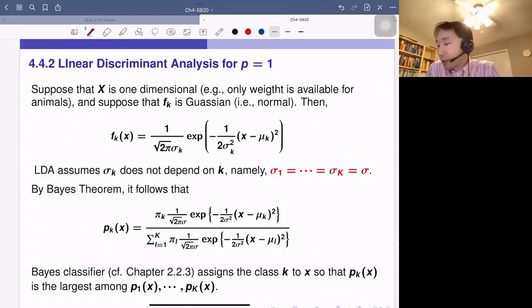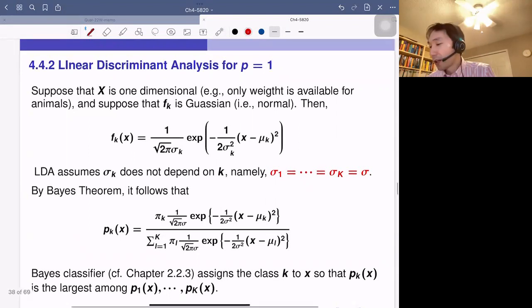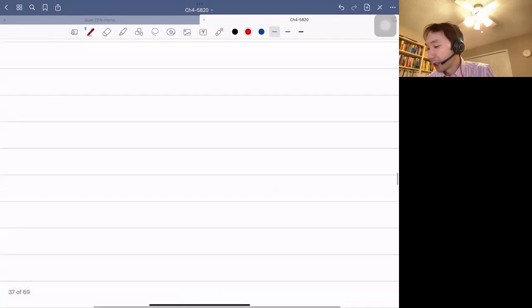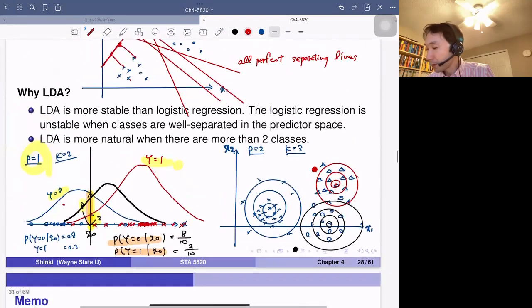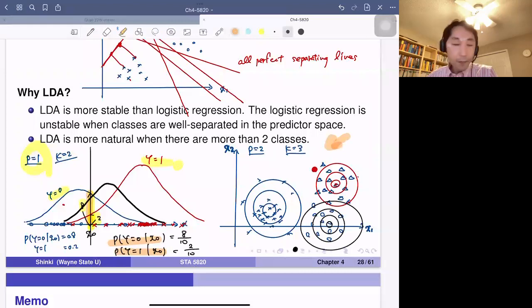And the next one, we have some concrete examples about linear discriminant analysis. We discuss the one-dimensional X and the two-dimensional X. One-dimensional X means that we only have one predictor, so the situation is similar to the left graph on this page. And in the two-dimensional case, X1 and X2 are predictors, so the right-hand side figure is that case.